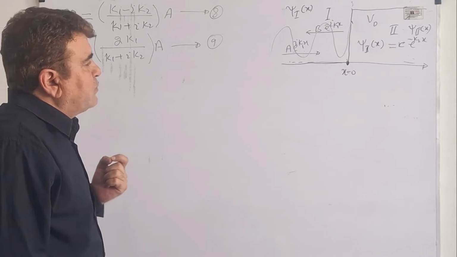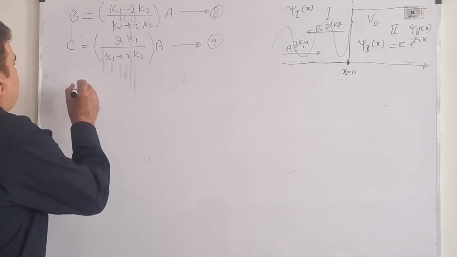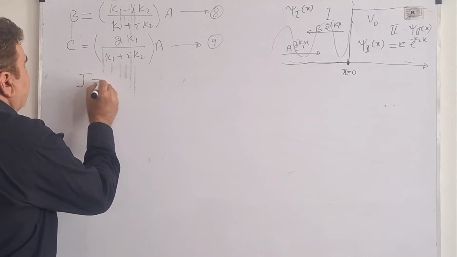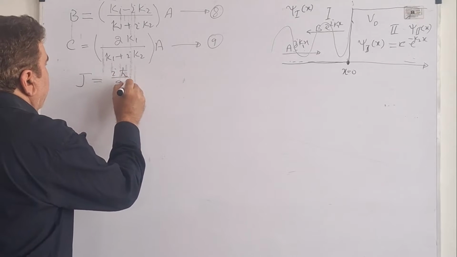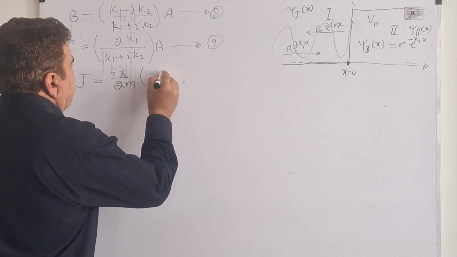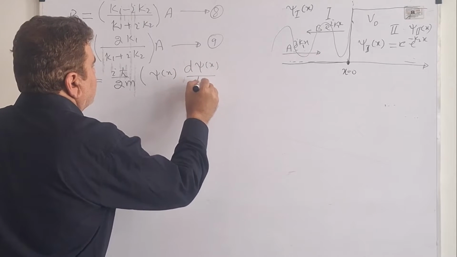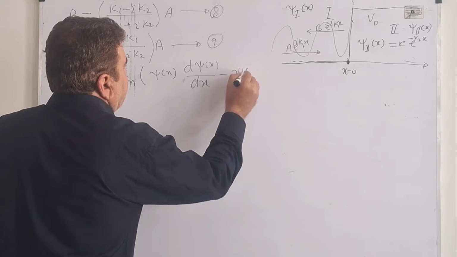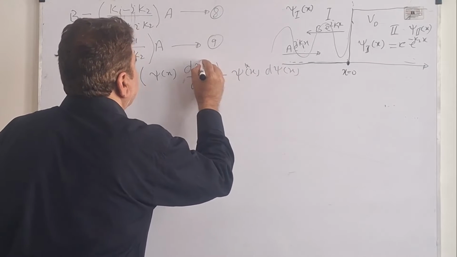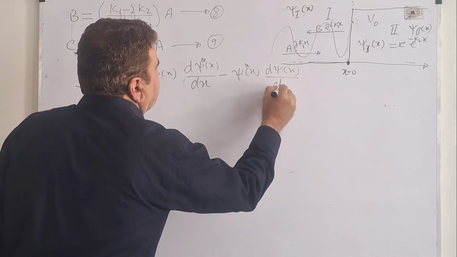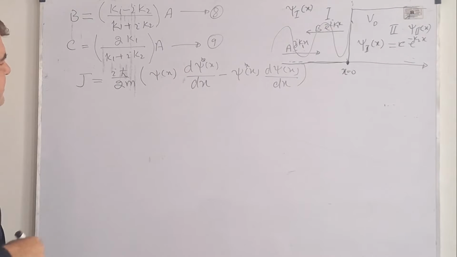The first one I want to do is the probability flux, or current density. And the probability flux current density for a wave function is defined by iota h bar divided by 2m into psi of x times the derivative of psi of x with respect to position, minus psi star of x times the derivative of psi star with respect to x. So this is the definition of the probability flux current density.